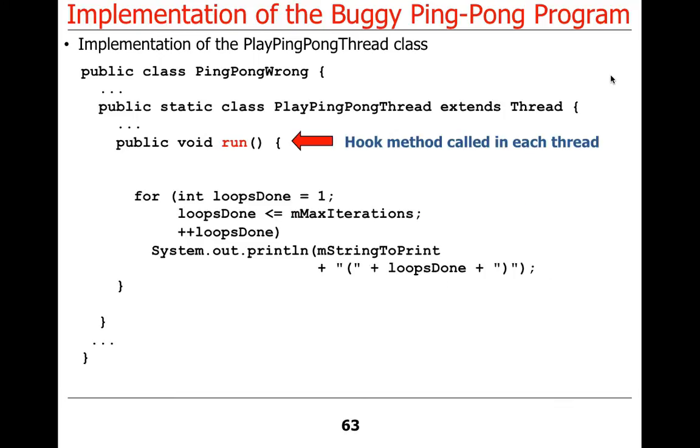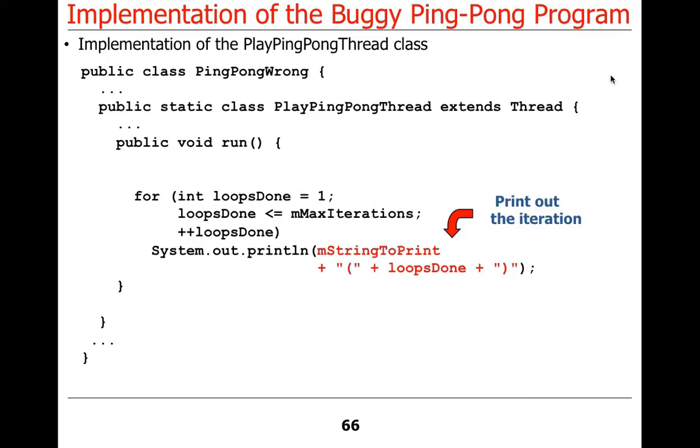And here's the run hook method. When this thread gets started, it's going to go ahead and run this method. You can see it goes into a loop. It loops for 1 to max iterations. Every time through the loop, it's going to go ahead and print the string to print, which would be ping. And then it's going to print the loop count inside parens.